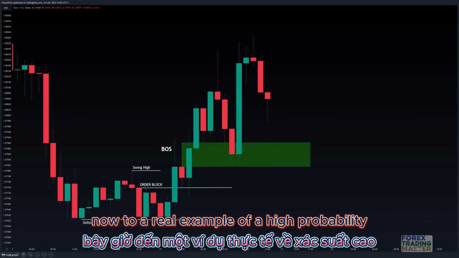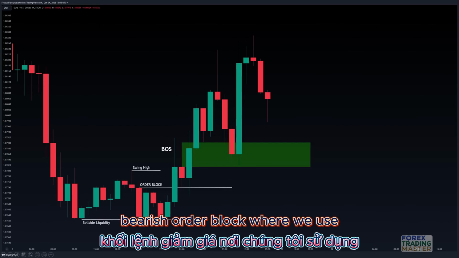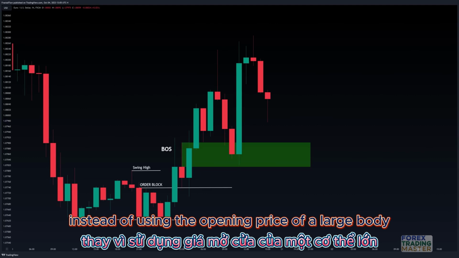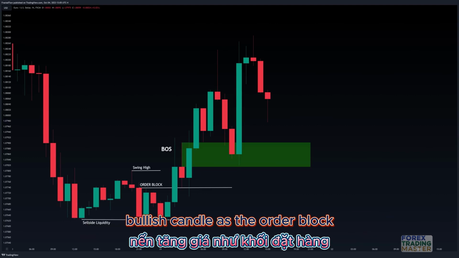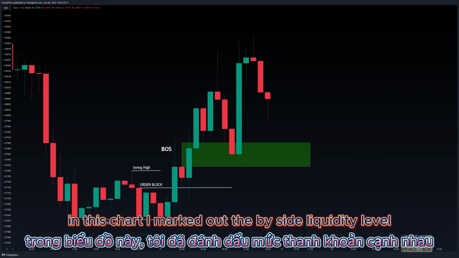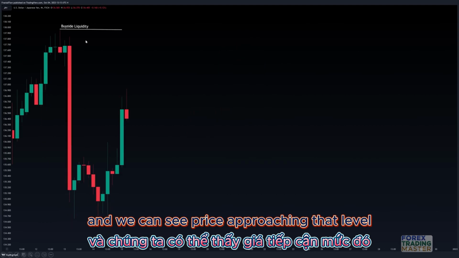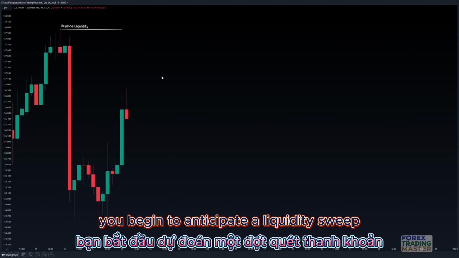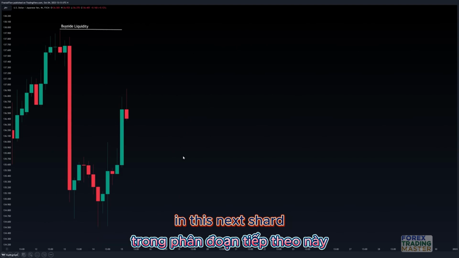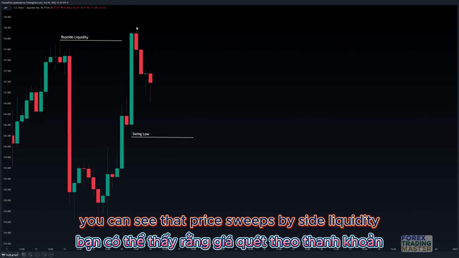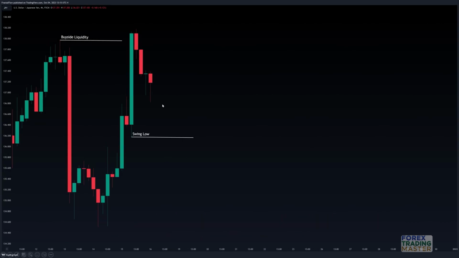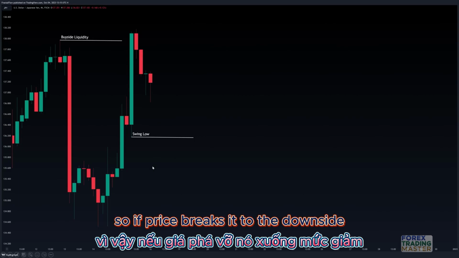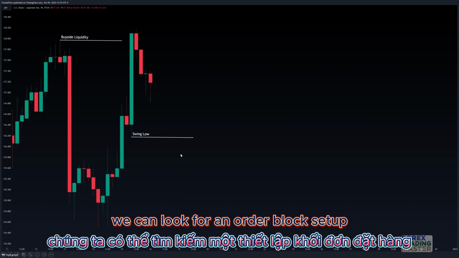Let's move on now to a real example of a high probability order block where we use another type of entry called mean threshold, instead of using the opening price of a large body bullish candle as the order block. In this chart, I marked out the buy-side liquidity level, and we can see price approaching that level. This is the moment you begin to anticipate a liquidity sweep. In this next chart, you can see that price sweeps buy-side liquidity and then fails to move higher. Notice also that a new swing low just formed. So if price breaks it to the downside, we can look for an order block setup.